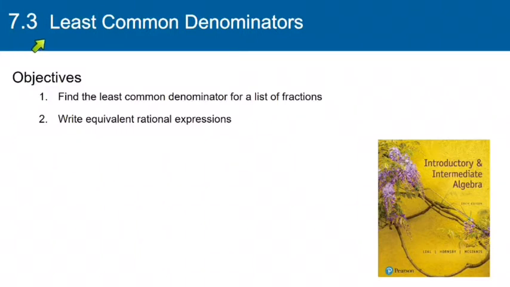Today we are in section 7.3 and we're going to be talking about least common denominators for rational expressions. So we're getting ready to add and subtract rational expressions, and that's coming in section 7.4, but right here in 7.3 we just want to talk about how to find the least common denominator. So we'll be finding the least common denominator for a list of fractions, and we will be practicing writing equivalent rational expressions. Let's go ahead and get started.